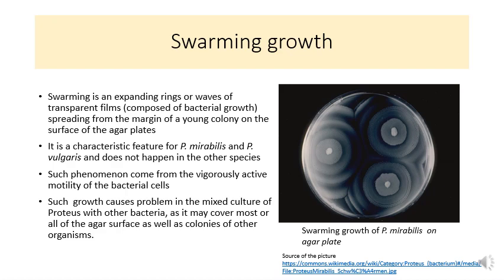This phenomenon actually comes from the vigorously active motility of this bacteria. And as we mentioned, it is well known for such a feature. They are very active motile bacteria, and this may cause a problem in the lab when growing Proteus in a mixed culture with other bacteria. It can cover most of the agar plate and also the surface of the colonies of the other organisms. Therefore, in some cases, we need to inhibit the swarming growth for specific requirements, such as detection of another bacteria in the mixed culture, as we can see in the next slide.